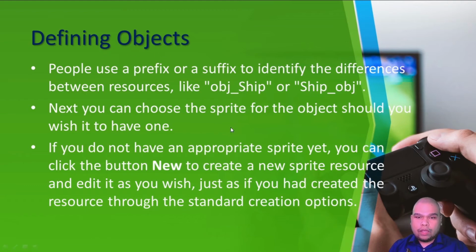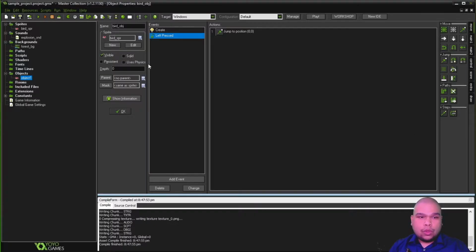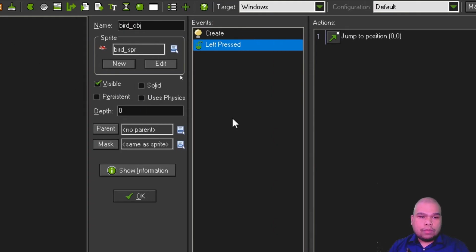You can use different types of software in creating your sprites. You can use Adobe Photoshop, Adobe Illustrator, or Paint, or any software that you want to use that could produce images. As much as possible, we want your sprites to be ready before creating your objects. So, additional object properties. These are the checkboxes that I've shown you previously: visible, solid, persistent, and uses physics.